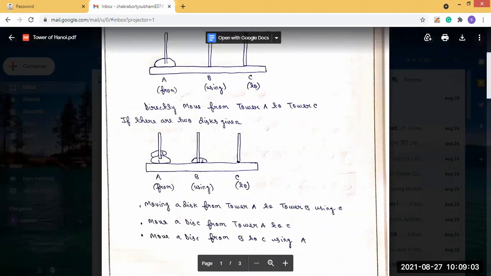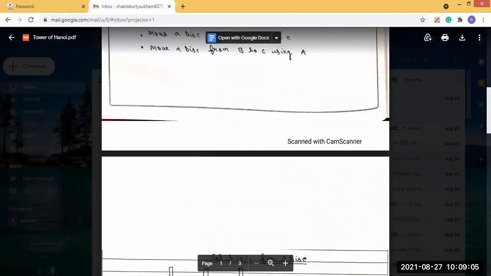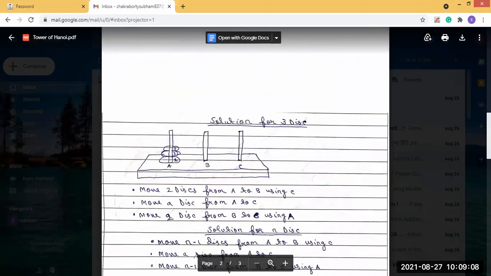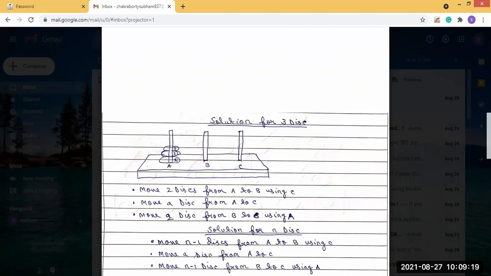Now let's say we have three disks present. In that case, what will we do? Here you see in tower A, all three disks are present. Disk number one is the largest, then disk number two, then disk number three. So from larger to smaller, the disks are arranged from bottom to top.